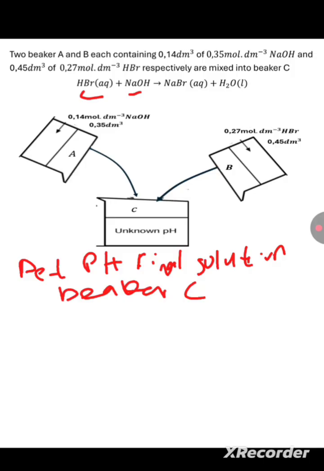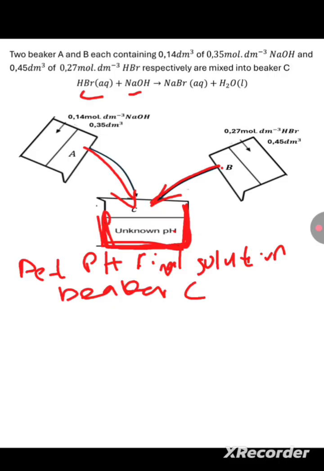So now we want the pH. This is beaker A. This is beaker B. We pour them together into beaker C. Then this is where they will fight. An acid and a base will fight inside this beaker until one of them wins. And the one that wins, those number of moles will determine the pH of the solution. So let's do it.